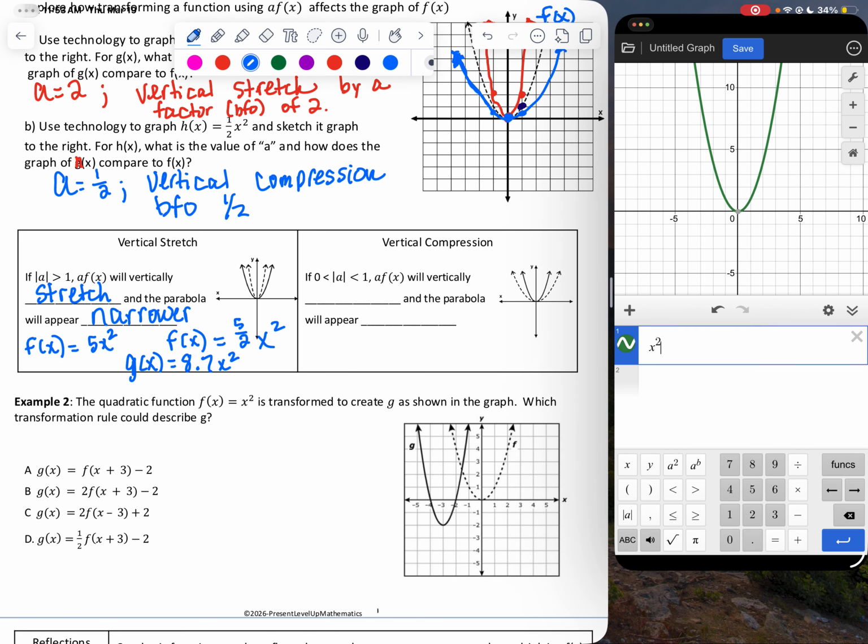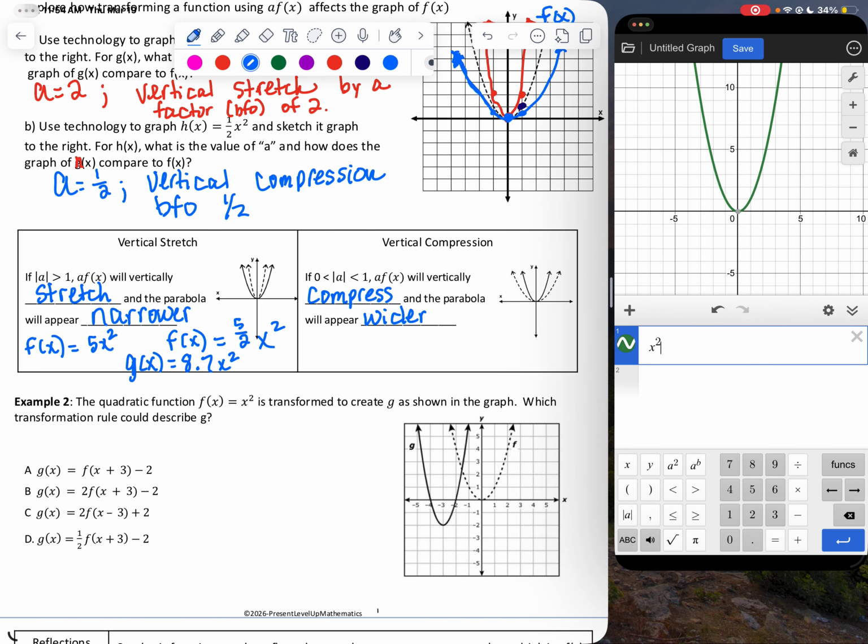Now, let's look at something called compressions. When the absolute value of a is between 0 and 1. Now, think in your head, what kind of numbers are between 0 and 1? Okay? A times f of x will vertically compress, and the parabola will appear wider.